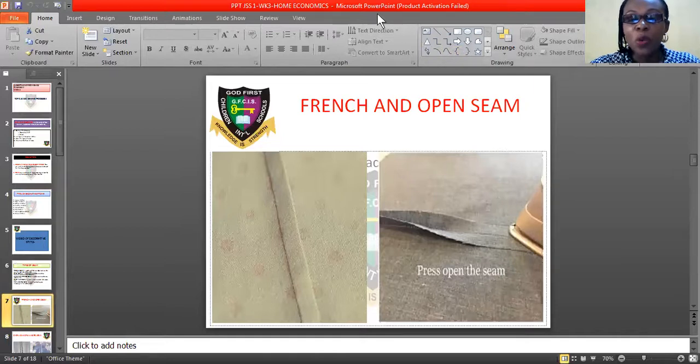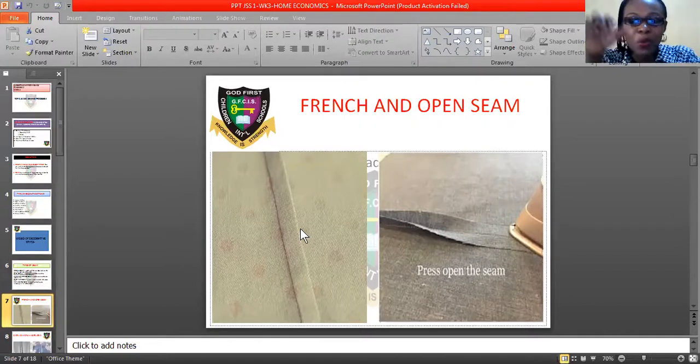It has been sewed, but iron is being used to open the seam. Are you getting what I'm saying? They are using iron to open the seam. Now this is French seam. This one has been sewed straight. It's a kind of design anyway.